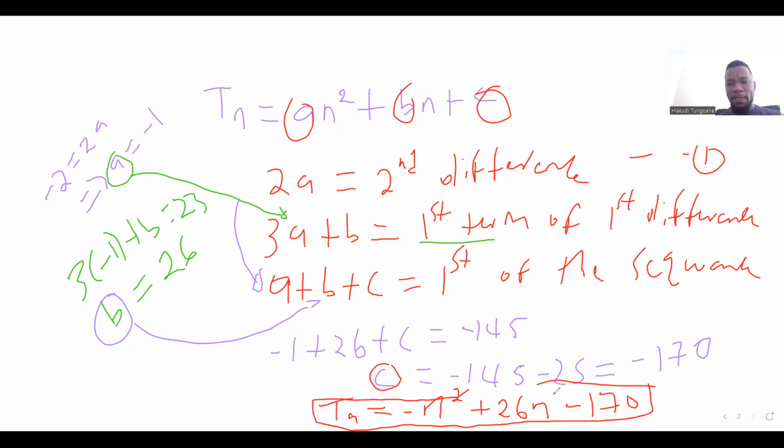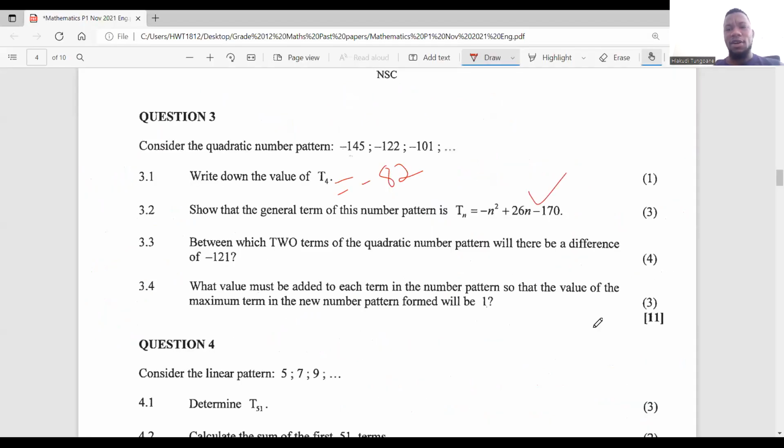Okay, so now we just need to check if this answer that we have is consistent with what they ask you to prove, right? So let's go check. If we check what they ask us to prove, so yes, that's correct, right? Our answer is correct. So that's the Tn formula for that quadratic number pattern.